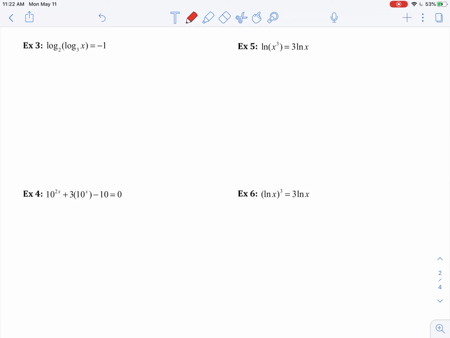On number 3, we are looking at a log form, and we can switch this to an exponential form. We have a base of 2. Remember that logs equal exponents, so that base of 2 is being raised to an exponent of negative 1, which is equal to this quantity of log of x base 3. And we know 2 to the negative 1 is just 1/2.